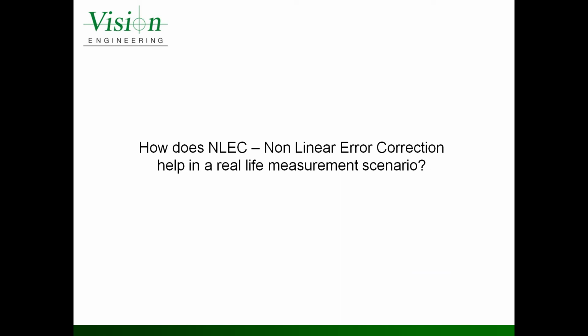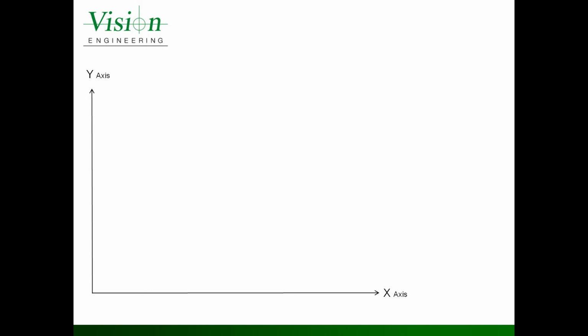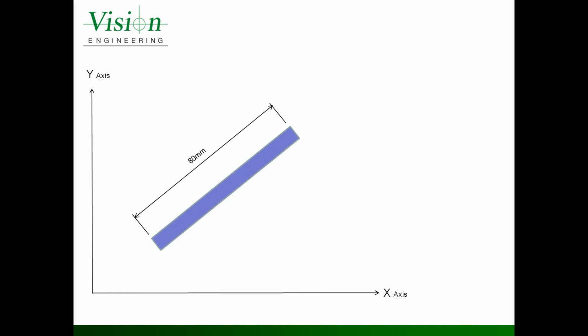How does NLEC, nonlinear error correction, help in a real-life measurement scenario? Let's take a standard length, in this case 80 mm, and place it diagonally on the machine stage. On this standard length, we'll take 2 points, one at each end. Since the computer system or the machine cannot actually see the standard length being measured, for the purpose of this illustration, we'll remove it.